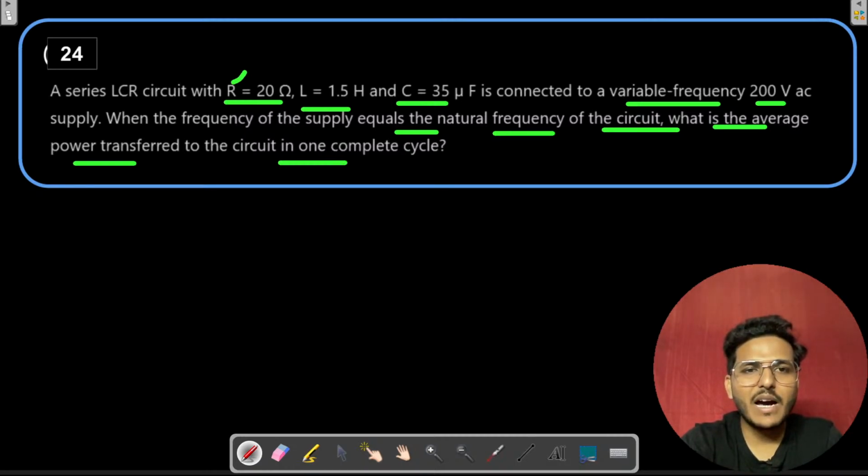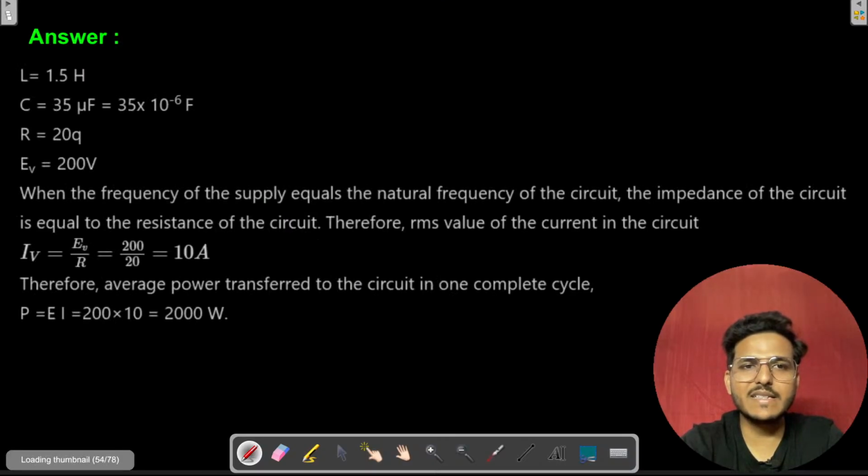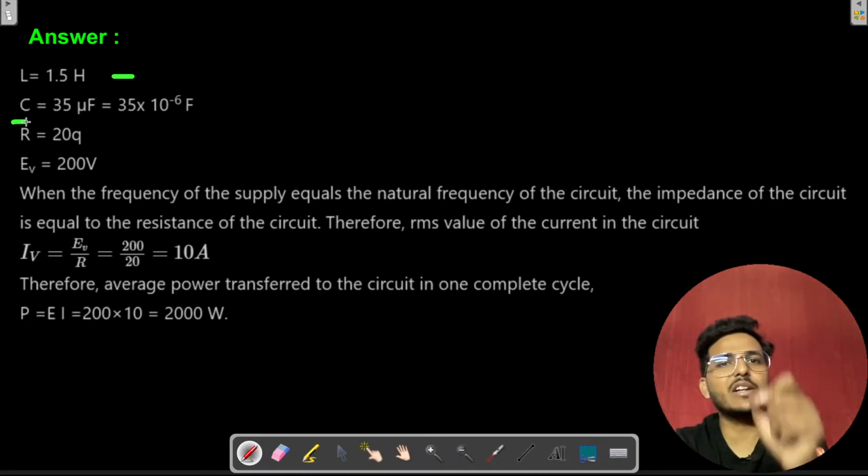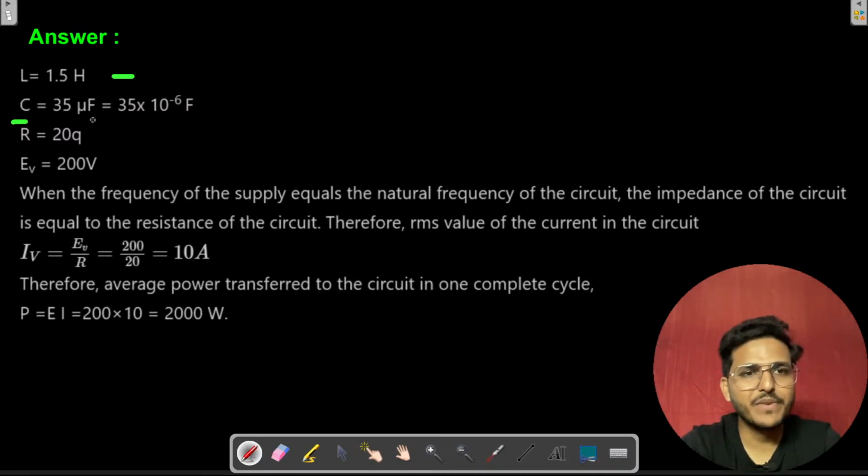See, I have R, I have L, and I have C. Okay, let's calculate. L equals 1.5 Henry, C equals 35 microfarad, microfarad means 10 to the power minus 6 farad. And R equals 20 ohm.